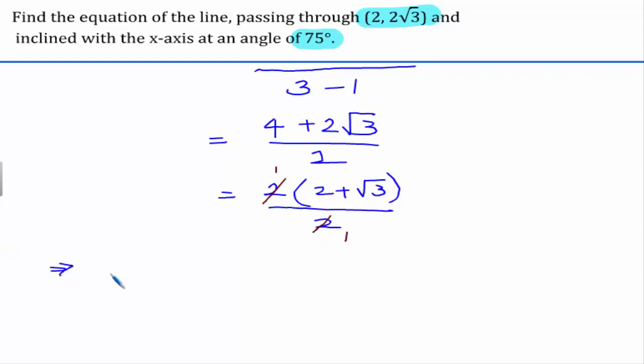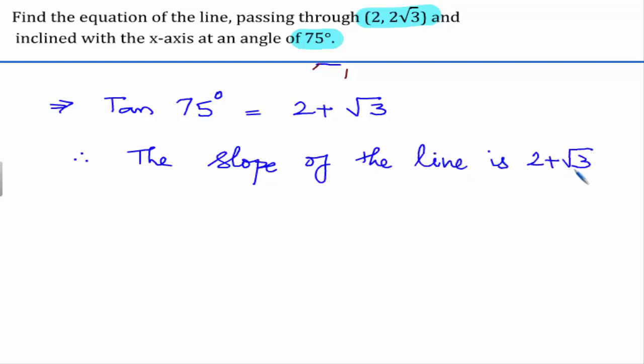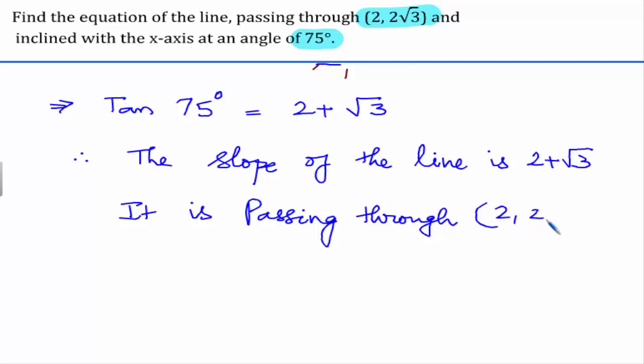That implies we get tan 75 degrees as 2 plus root 3. That means the slope of the line is 2 plus root 3, and the line is passing through the point 2 comma 2 root 3. So now we have slope and point. So what we need to use here? Slope point form.